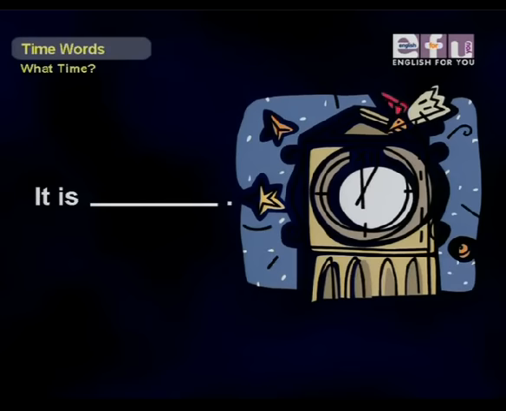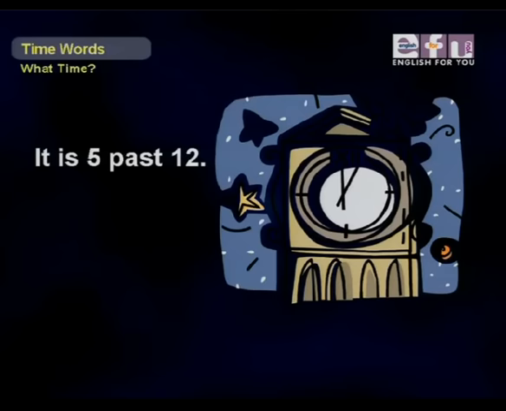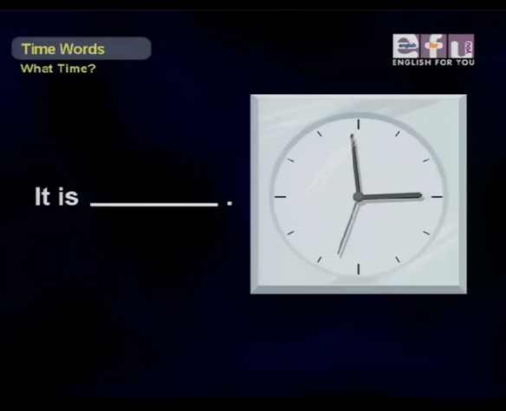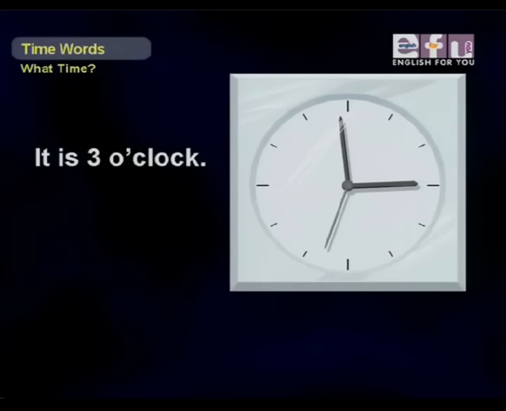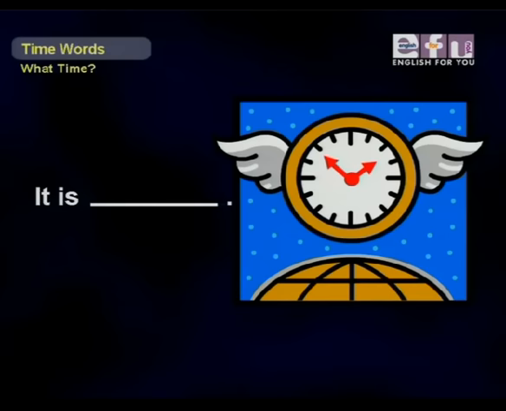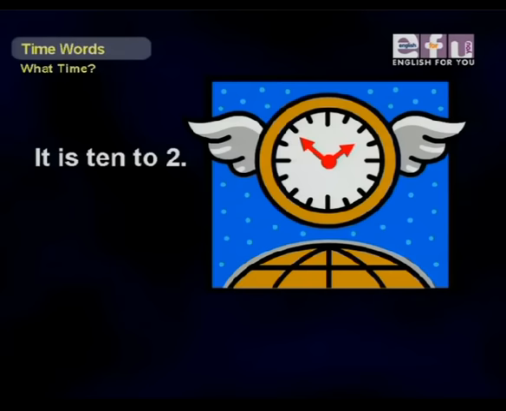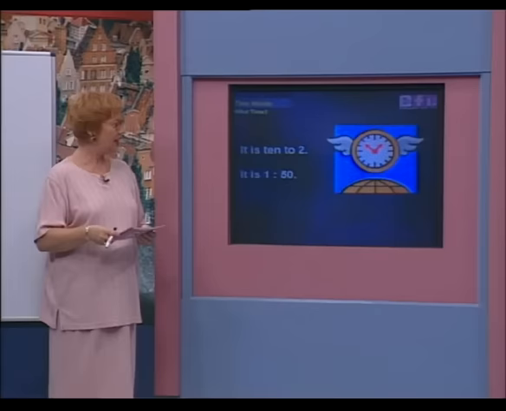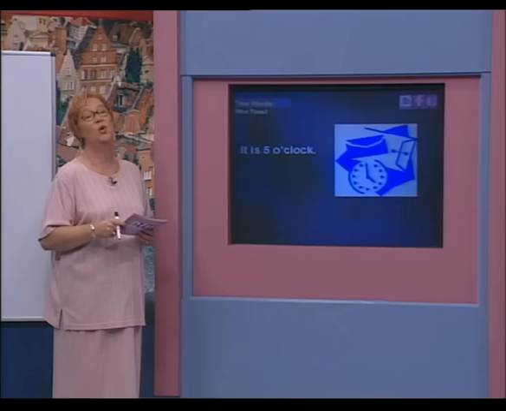Okay, Lisa, back to you. It is 5:12. It is 12:05. Lisa, is it midnight? Yes, it is midnight. All right, Isabel, the next one for you. It is 3:00. Good. Now, Ali, for you. It is 10:02. It is 1:50. Okay, Lisa. It's 5:00. Time to go home.